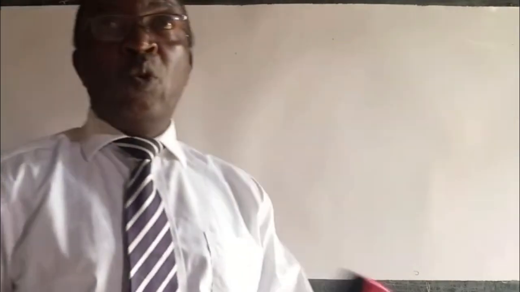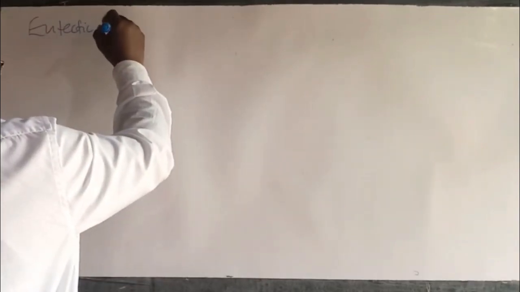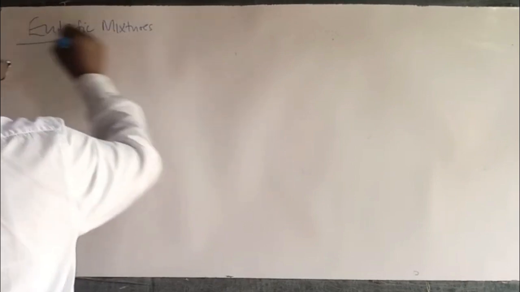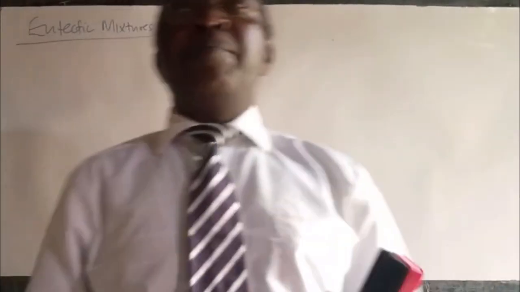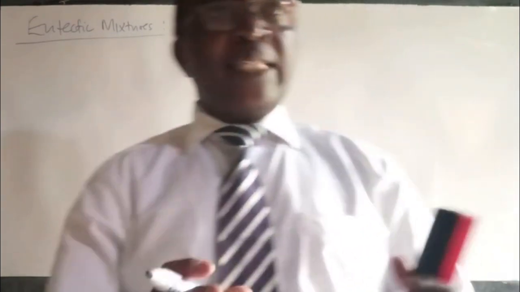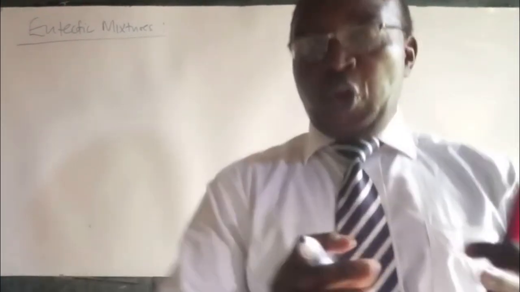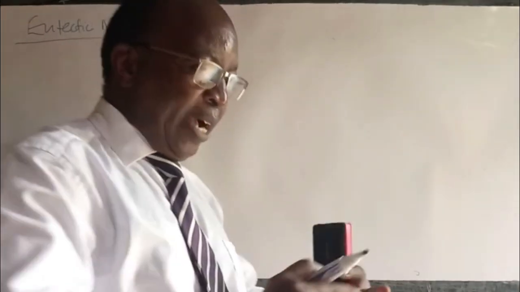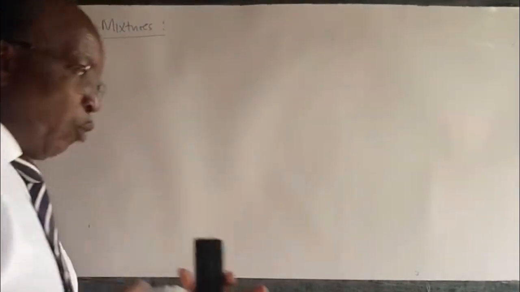And we are going to look at eutectic mixtures. Now, these eutectic mixtures, we are going to look at them in light of simple eutectic diagrams. So what does that mean? We are going to see what happens when you have freezing curves.